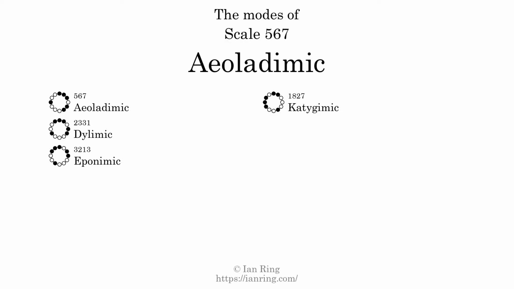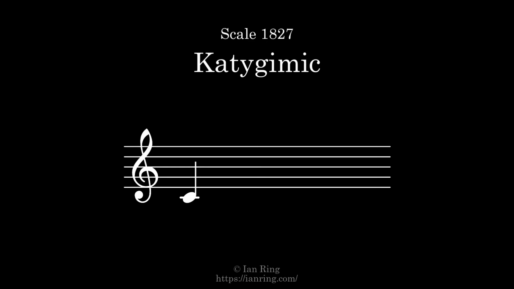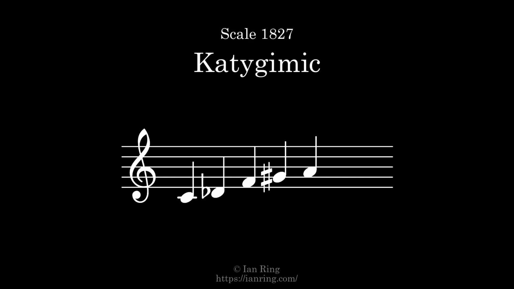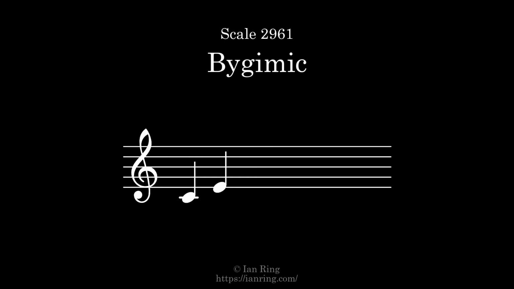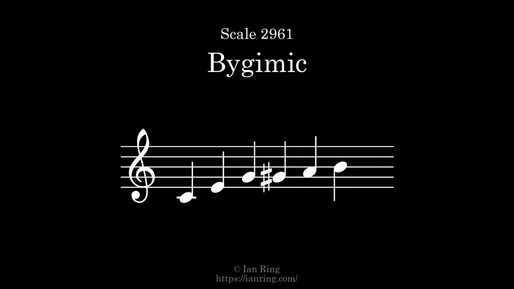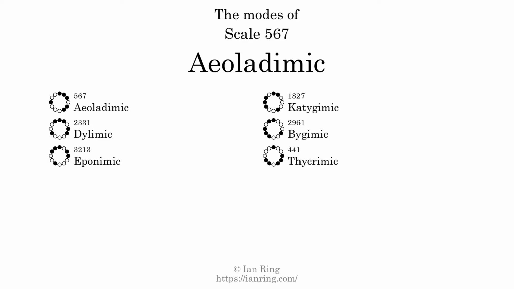The fourth mode is scale 1827, also known as catagimic. It sounds like this. The fifth mode is scale 2961, also known as bigimic. It sounds like this. The sixth and last mode is scale 441. Also known as thicrymic. It sounds like this.